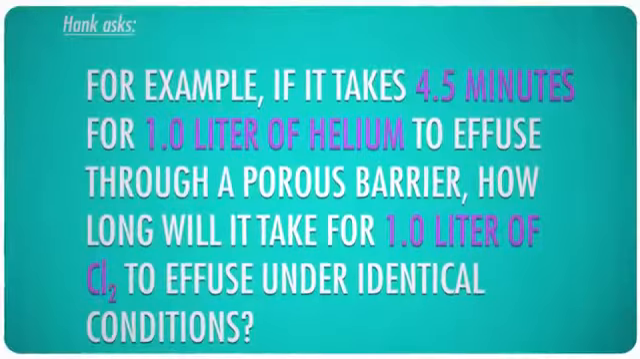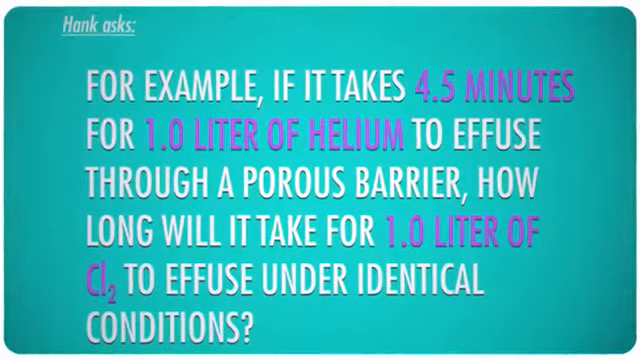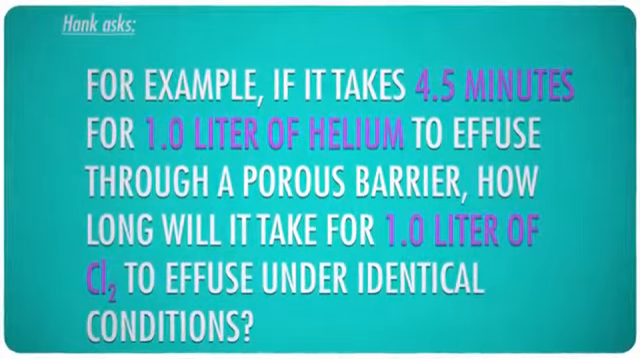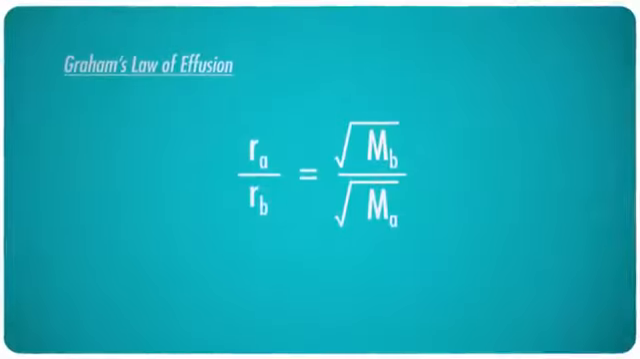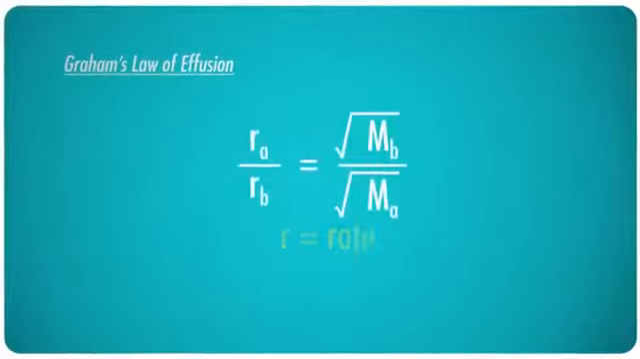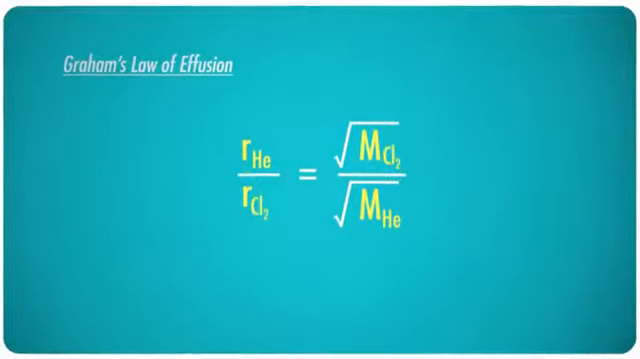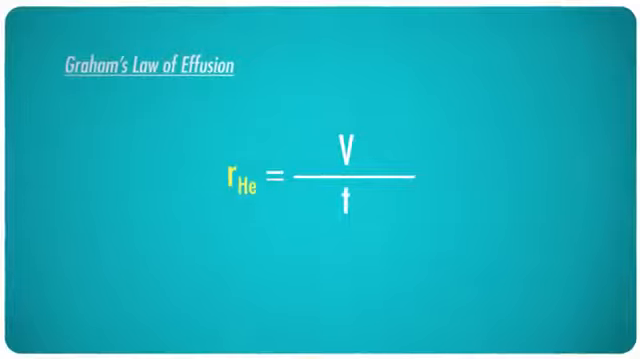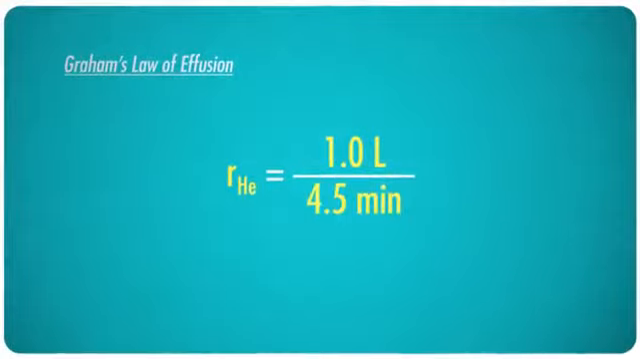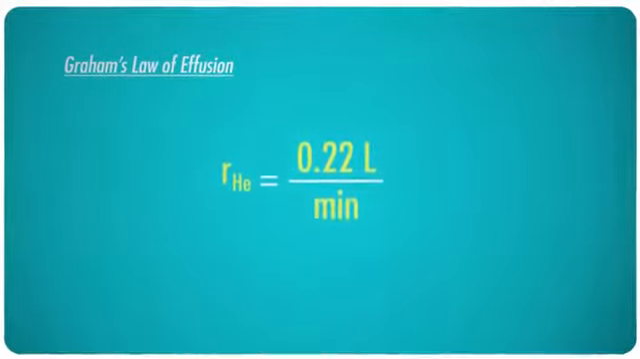For example, if it takes 4.5 minutes for 1.0 liter of helium to effuse through a porous barrier, how long will it take for 1.0 liter of chlorine to effuse under identical conditions? All we need to figure it out is Graham's law. Let's make the helium gas A, and chlorine will be our gas B. First, we have to find helium's rate of effusion. In this case, we're using volumes with a capital V. So for helium, 1.0 liter in 4.5 minutes gives a rate of 0.22 liters per minute.